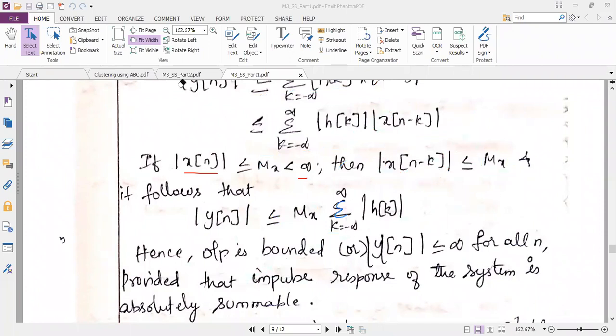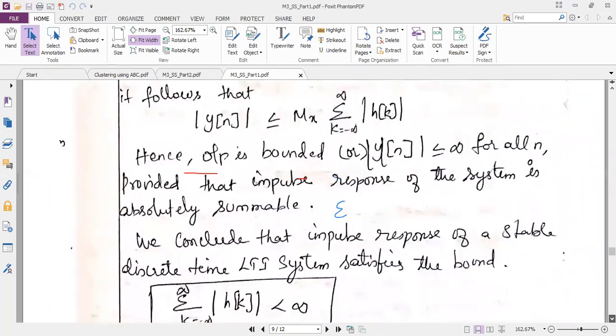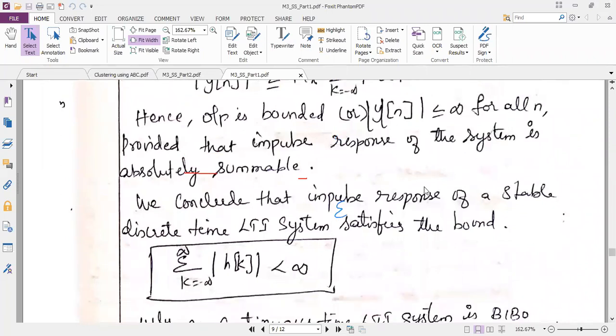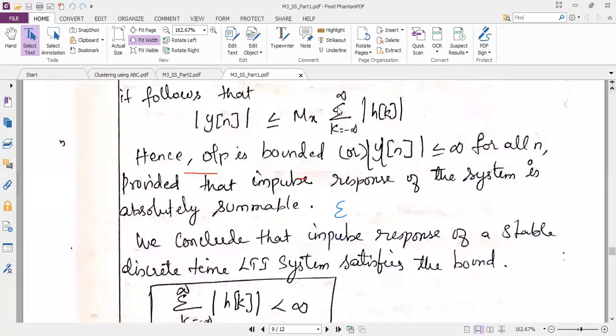So still my work is not completed. I should write in terms of h only. So I can say in the above equation, if you see this, y of n is less than mx summation k equal to minus infinity to plus infinity h of k, which in turn is less than or equal to infinity. So here I want to only relate the impulse response with this infinity. I don't want to relate my output to infinity. So I am going to relate these two now.